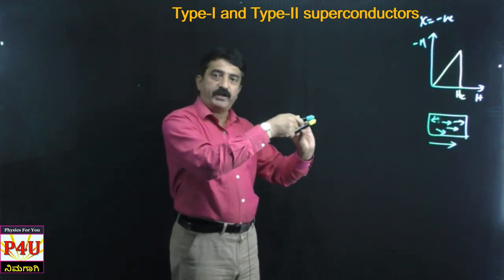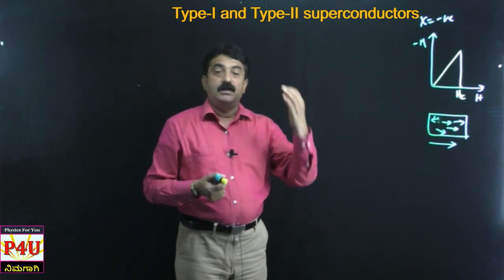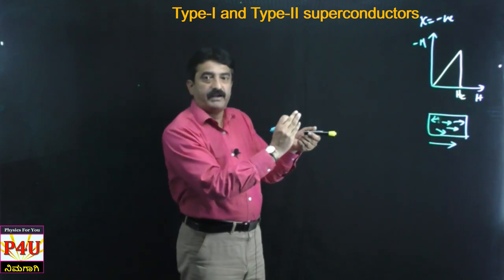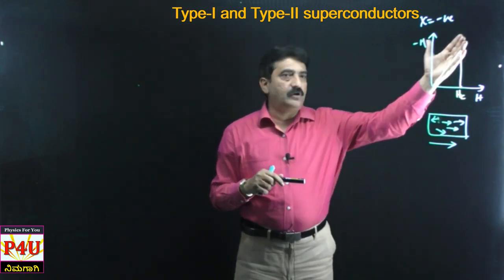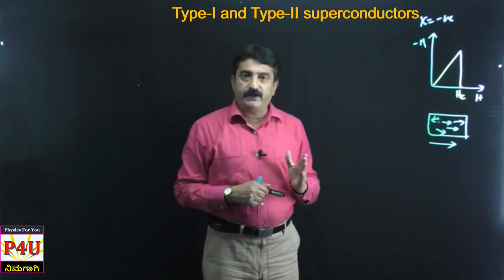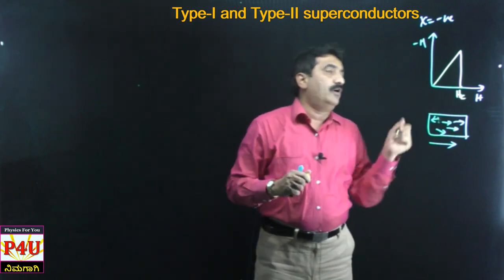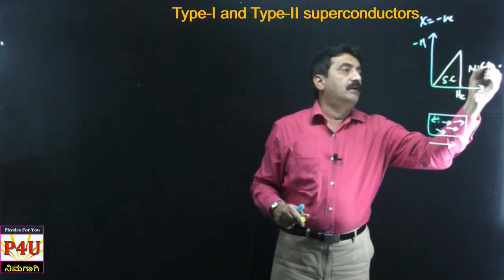The moment they start orienting in the same direction, what happens? It is nothing but a paramagnet. In a paramagnet, dipoles are in the direction of the magnetic field. In a diamagnet, they are in the opposite direction. So negative magnetization keeps on increasing. That means the superconductor will try to retain its diamagnetic property, but beyond HC, it cannot. It will surrender. Therefore, I call this portion the superconducting part, and this the normal conducting part.